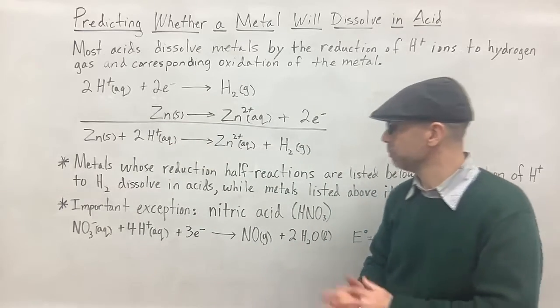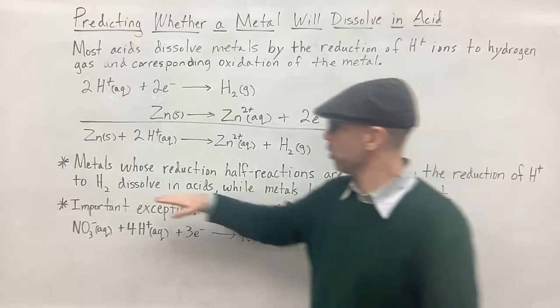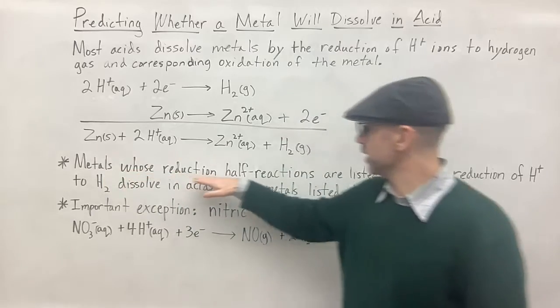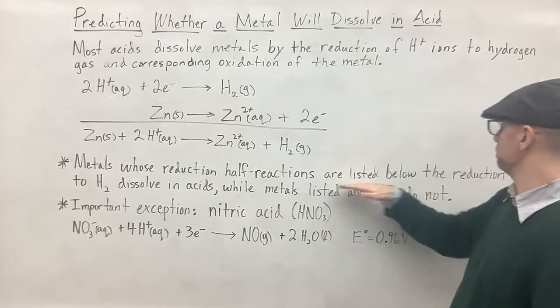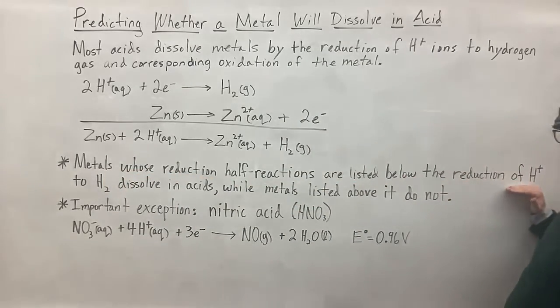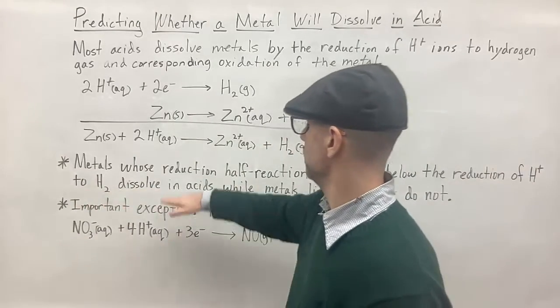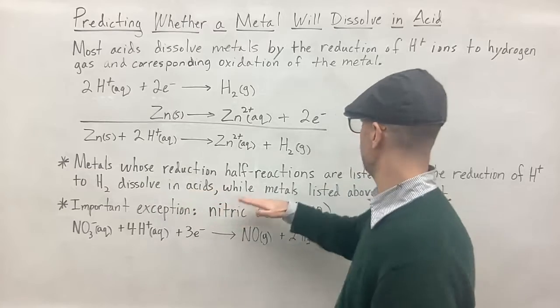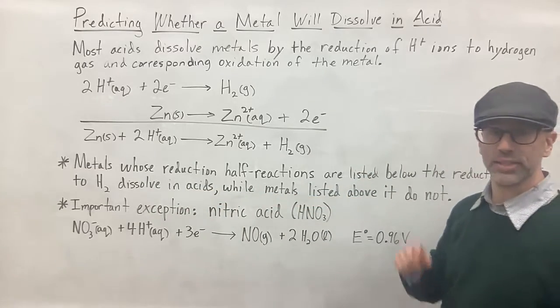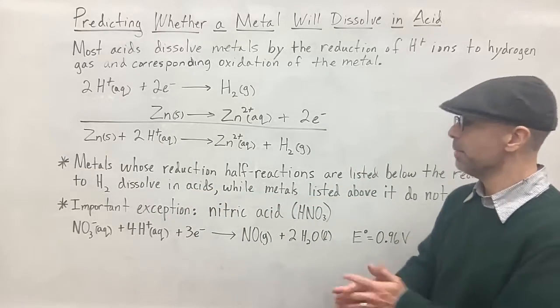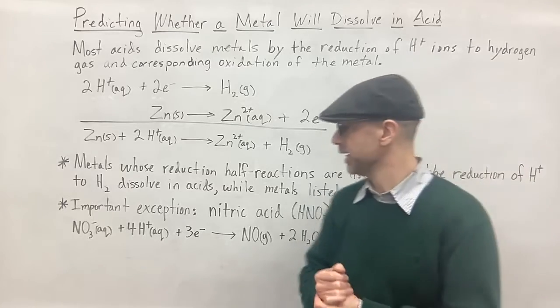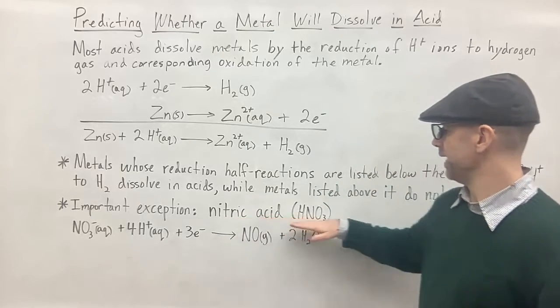Okay, so a couple of things to go over. Metals whose reduction half reactions are listed below the reduction of H+ to H2 gas dissolve in acid, while metals listed above it do not. I just showed you that on the list. But there's one important exception, and that is nitric acid.